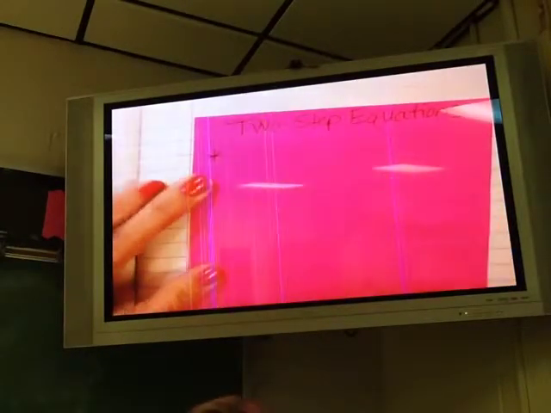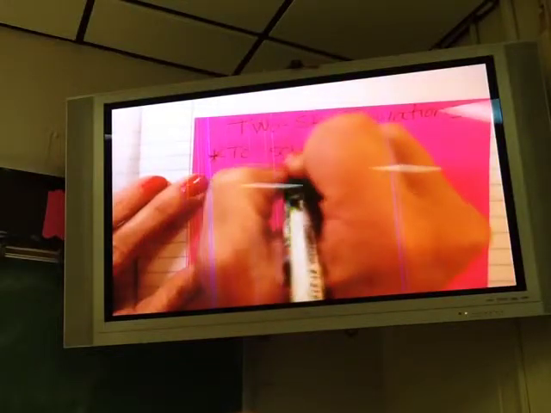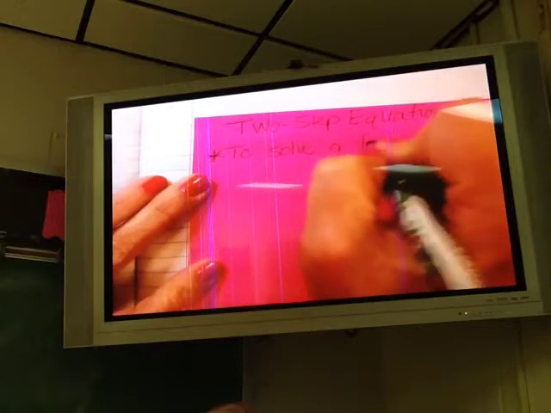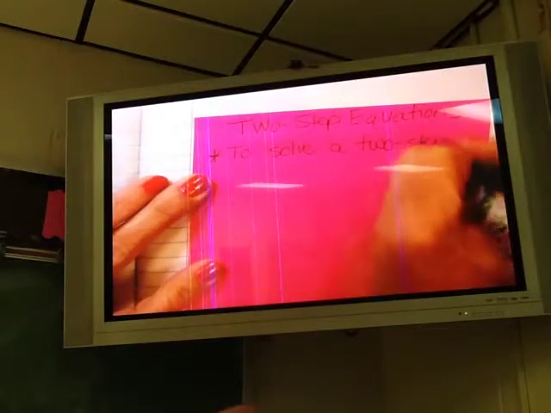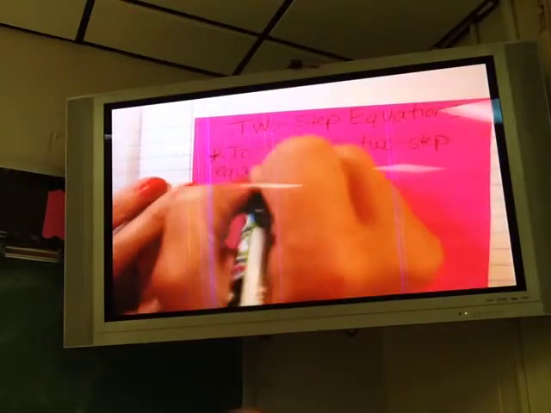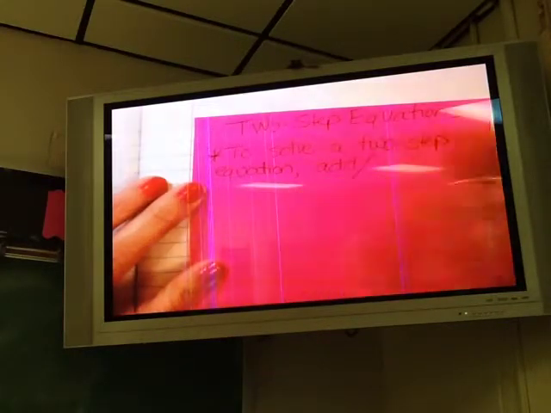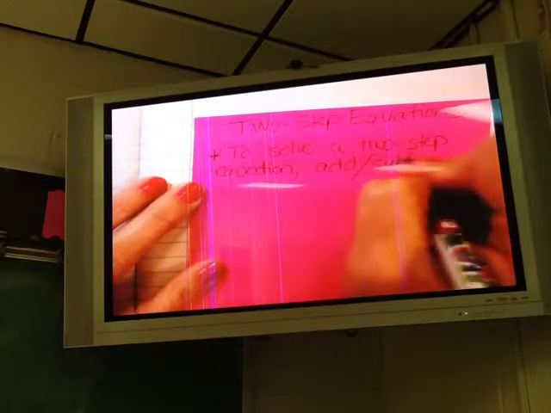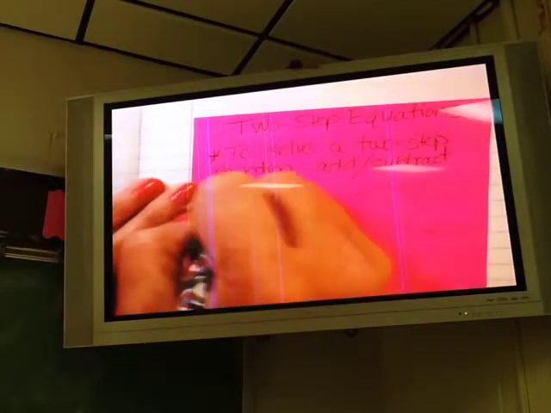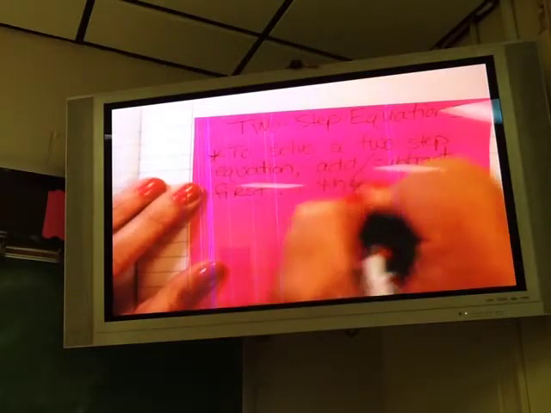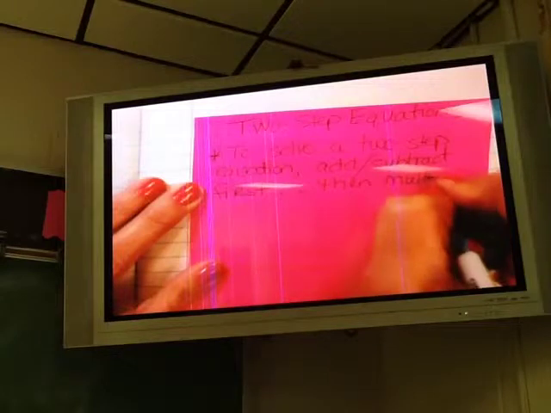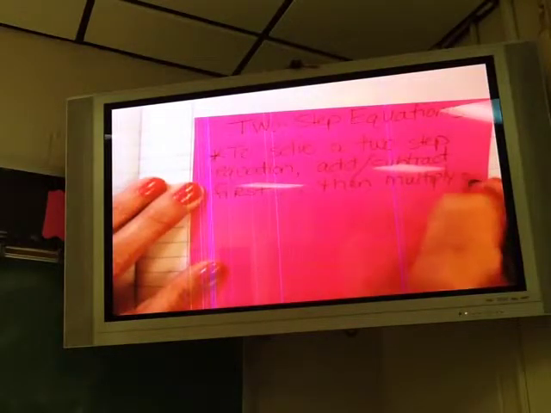Alright, so the first notes that we will put here for two-step equations, let's go ahead and write: to solve a two-step equation, you will want to add or subtract first, then multiply or divide.